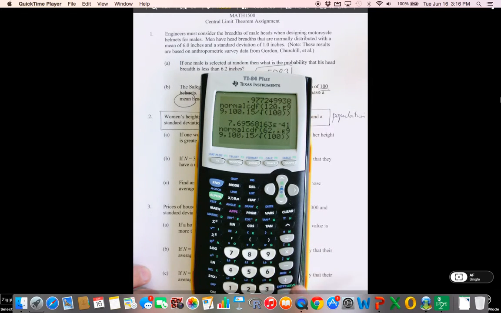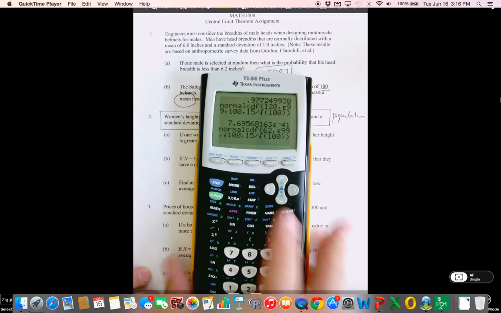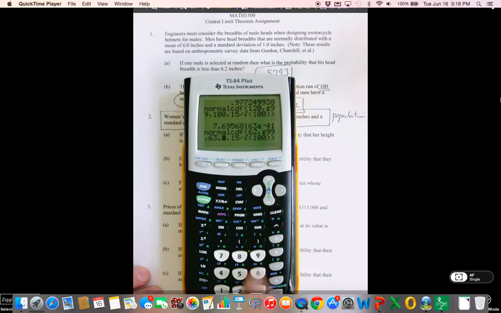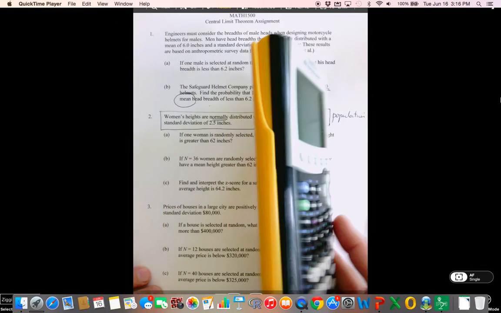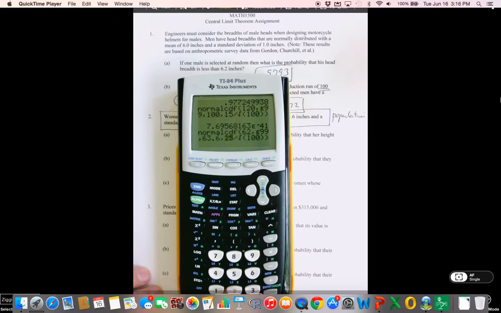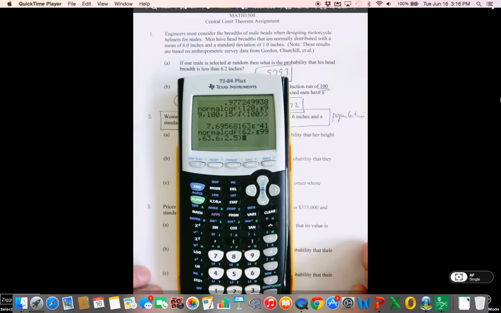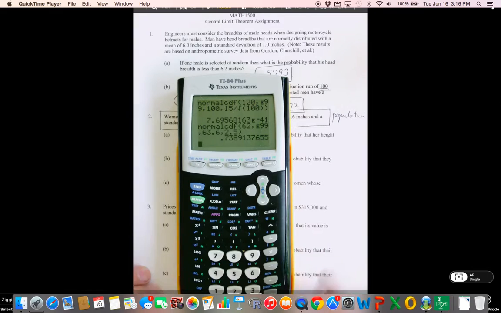(62) up to E99. Mean of 63.6. Standard deviation 2.5. All right, everything look good? Yes. 0.7389.